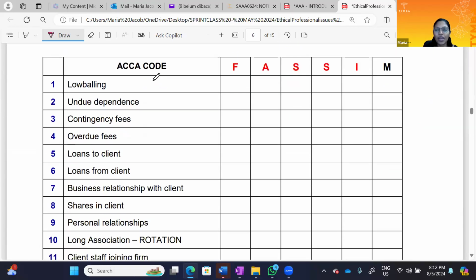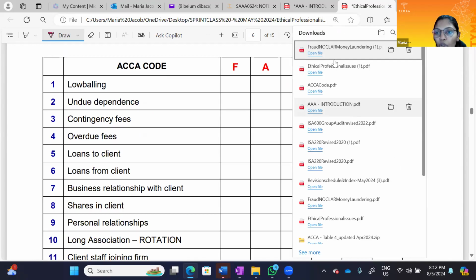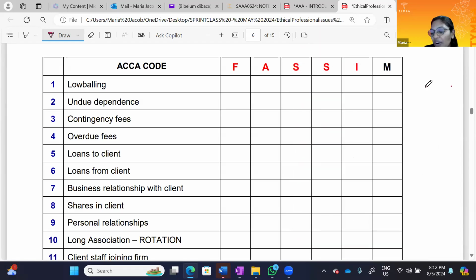Now this is a quick revision that we will do, a quick revision for you on the ACCA code. You notice that there are notes for you, notes for the ACCA code. I want you to open that. If you cannot remember, then you're going to tick together with me.